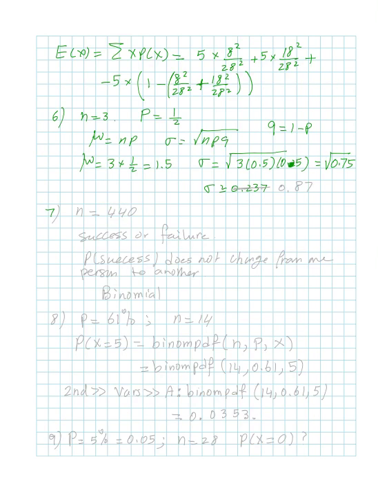So for the mean you just do 3 times 1/2, which is 1.5. And for the standard deviation you just do square root of npq, so 3 times 0.5 times 0.5, which is 0.75. Square root of 0.75, and if I use the calculator, 0.75 and take the square root of this one, it will be about 0.237. So that's number 6. Number 7.